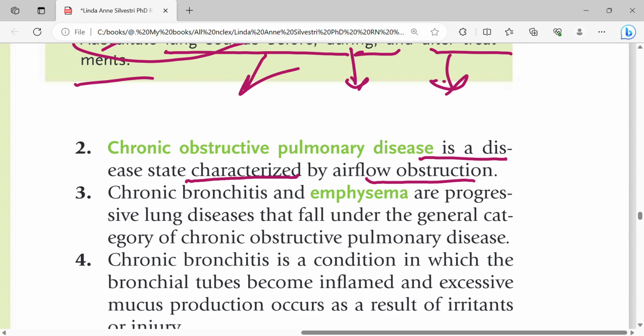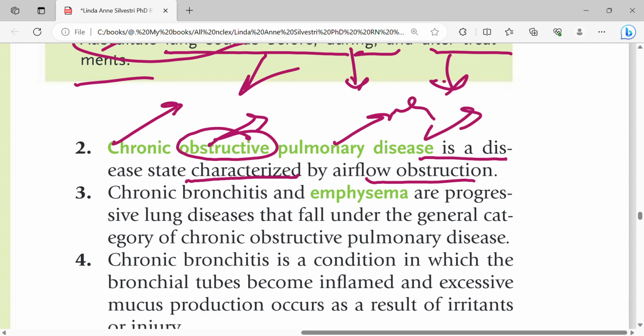Obstructive, with the name itself we can know this is obstructive. Chronic means for a long time. Pulmonary is related with the lung, any lung disease. So chronic means for a long time, and this is an obstructive disease of the pulmonary function. It is a disease characterized by airflow obstruction.